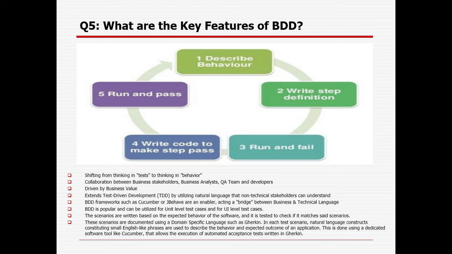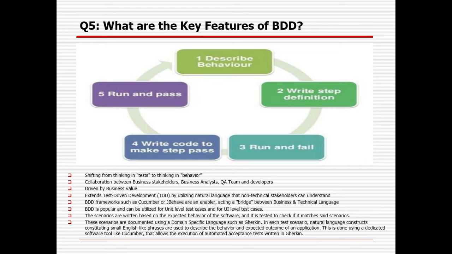So what are the key features? It is shifting from thinking in tests to thinking in behavior. Everything will be driven by the behavior. It's collaboration between business stakeholders, business analysts, QA team, developers, product owner, scrum master, everyone. It's driven by business value. It extends test-driven development by utilizing natural language that non-technical stakeholders can easily understand. BDD frameworks such as Cucumber or JBehave are enablers, acting as a bridge between business and technical language. BDD is popular and can be utilized for unit test cases and for UI test cases as well.